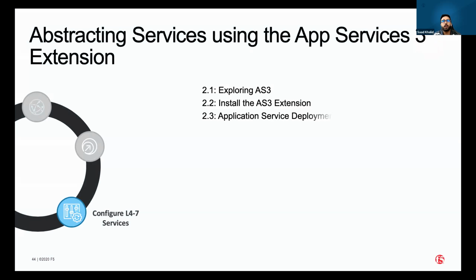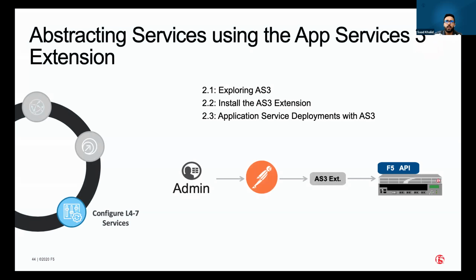In this lab, there are 3 sections. First, you'll just explore AS3, then you'll install AS3. There are multiple ways to install AS3. It's available as an RPM on GitHub, and you can install it manually with the GUI, use a script, or use the REST API. You'll see all of that in Lab 2.2. Then in Lab 2.3, you'll start actually playing around with the declarative interface, and you'll see the huge difference between the imperative interface and the declarative interface.